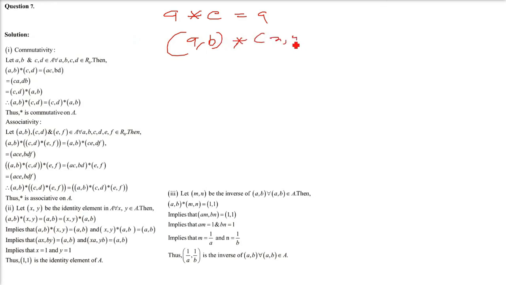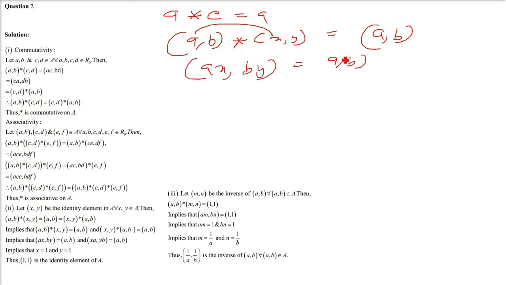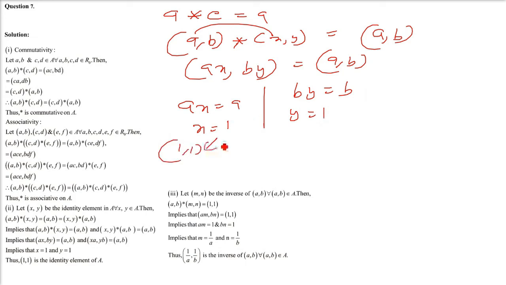XY operated should give you A comma B. Again A will come. So let us apply A into X, B into Y. This is equal to A comma B. Now just equate AX with A and BY with B. So X becomes equal to 1, A gets cancelled. Y is B by B, that is again 1. So this XY, which is the identity element we are talking about, is 1 comma 1. Right? When we have the identity element, now we can go for inverse.